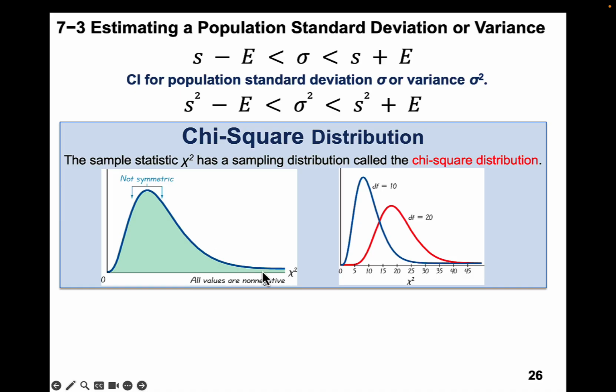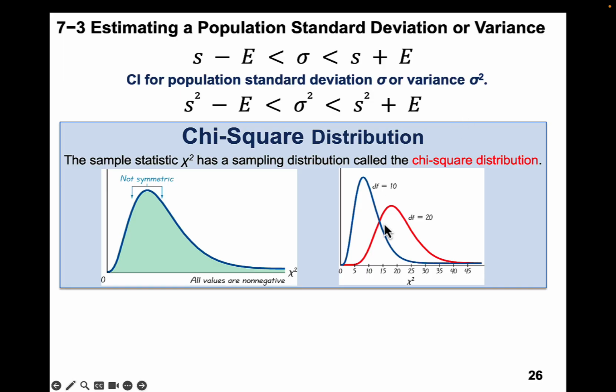There's this longer tail here. All values are non-negative. And here is a nice visual on how that graph shifts based on DF. DF stands for the degree of freedom. So it's typically 1 less than the sample size.